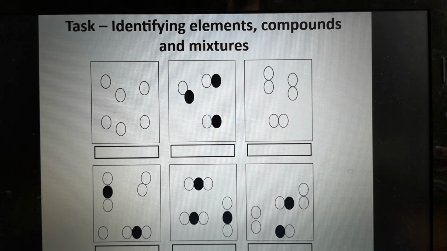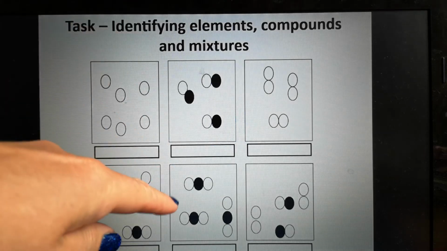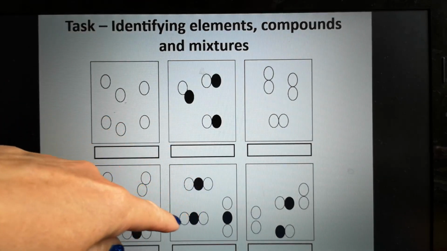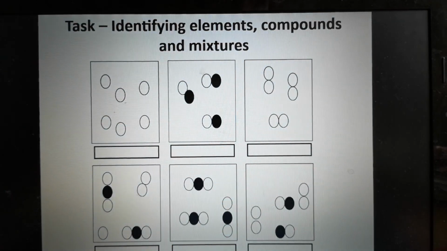To the middle one again, is that an element, a mixture or a compound in there? Okay, that's a compound. It can't be a mixture because we've only got one type of compound in there, look. And finally, the last one, is that an element, a mixture or a compound? What do you think? So that last one is a mixture as well.